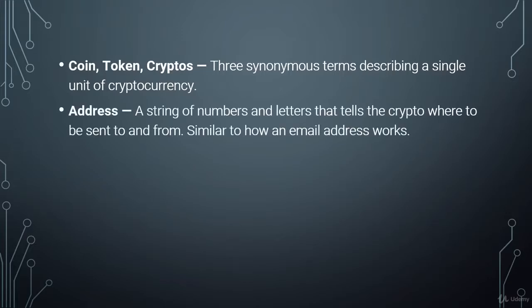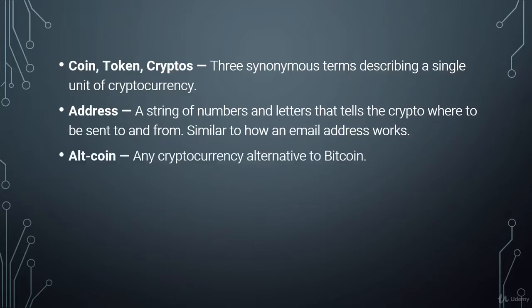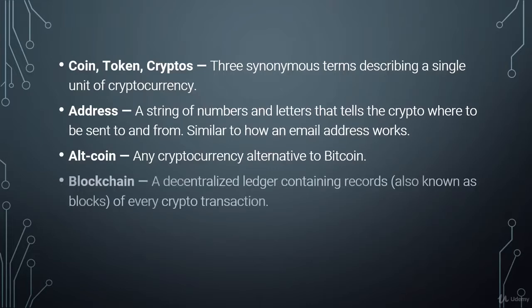Address. Now, an address is a string of numbers and letters that tells the crypto where to be sent to and from. And really, it works similar to how an email address works. Altcoin. An altcoin is any cryptocurrency alternative to Bitcoin. So if there's a cryptocurrency out there that's not Bitcoin, it is considered an altcoin. So Litecoin's an altcoin, Monero is an altcoin, Ethereum is an altcoin. That's what an altcoin is.